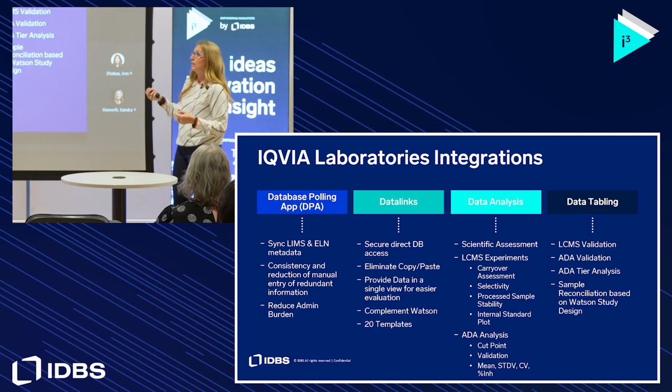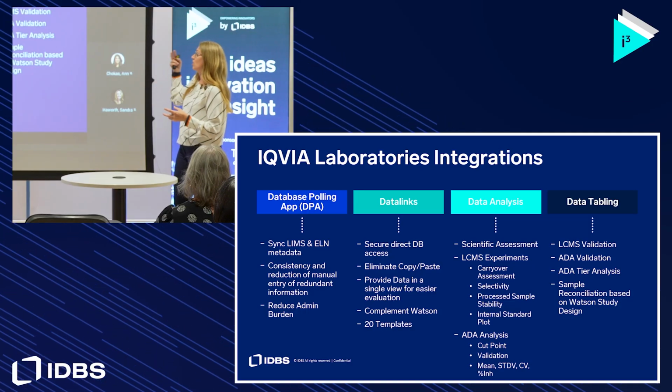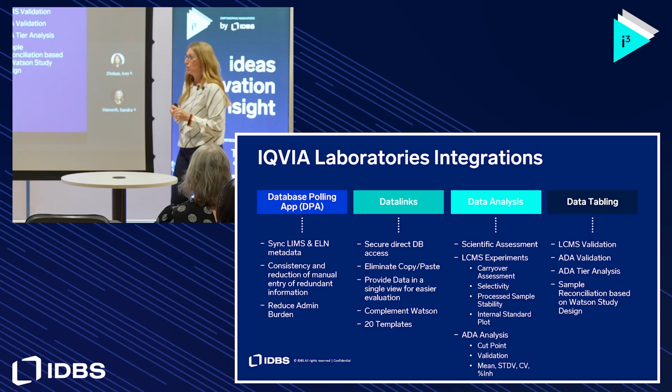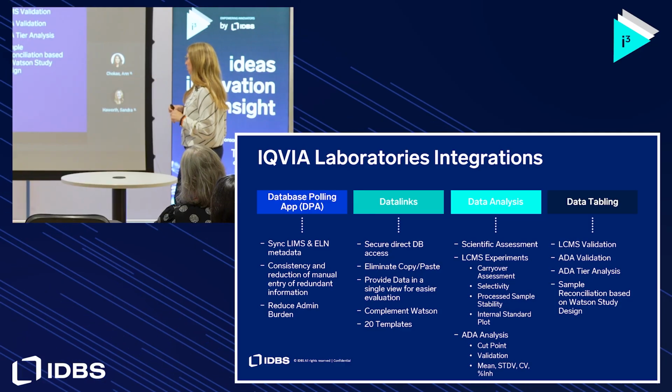So for process sample stability, that template only needs the second injection from Watson, but again, it's just another way that we're getting to the answer faster by using the spreadsheet and a data link. I think I mentioned the internal standard plot.